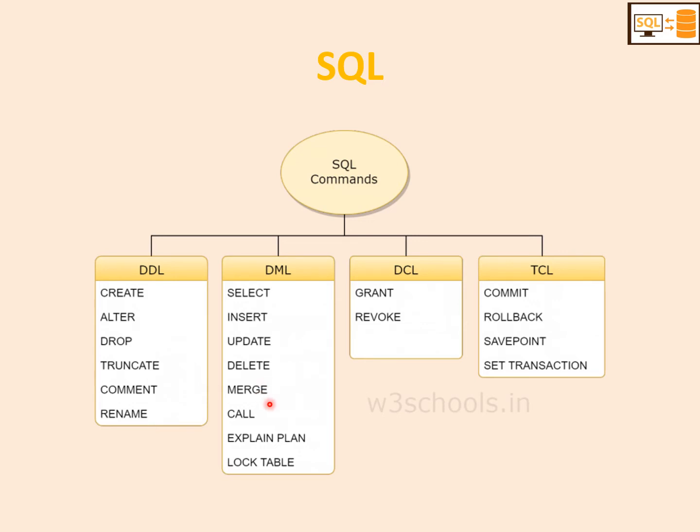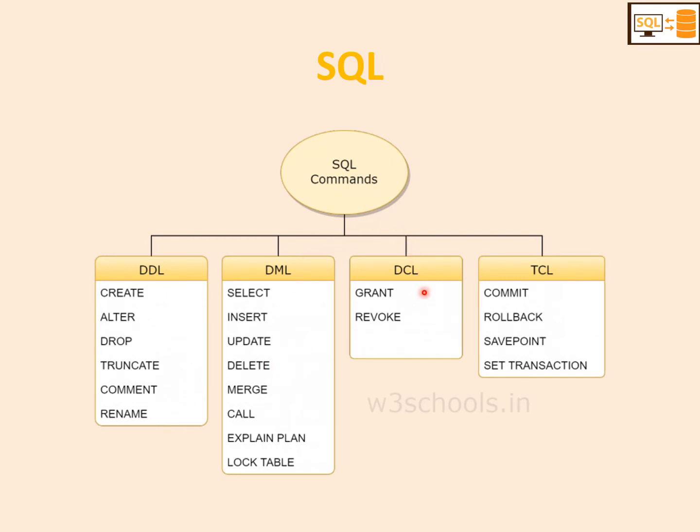Merge is used for merging new rows as well as columns, new data, into the table. Then call, explain, plan, lock table: these are some rarely used commands that are associated with data manipulation language. So these are the things related to data manipulation.